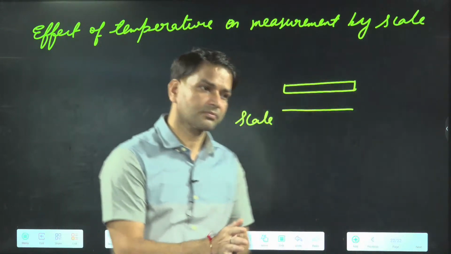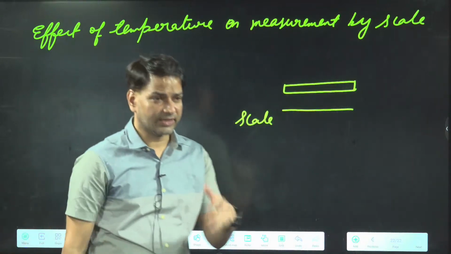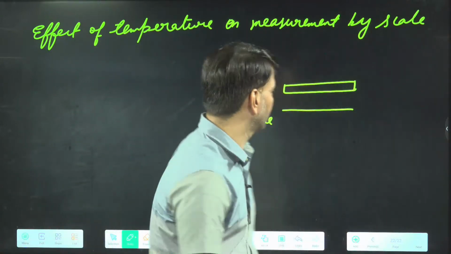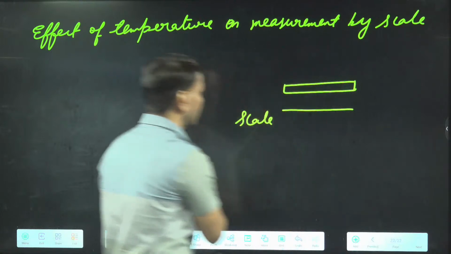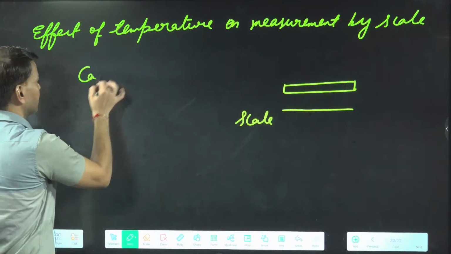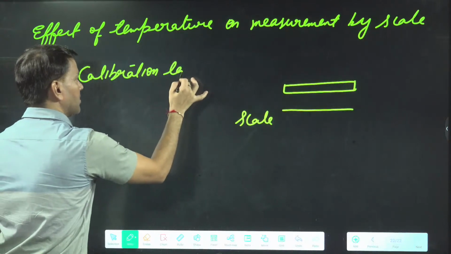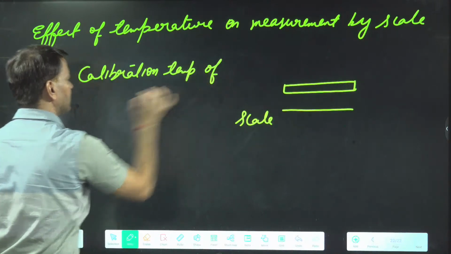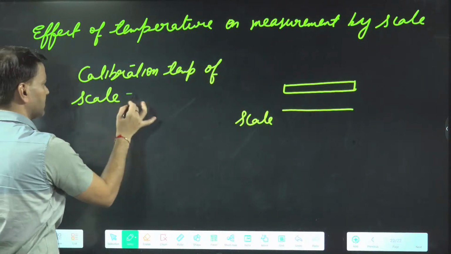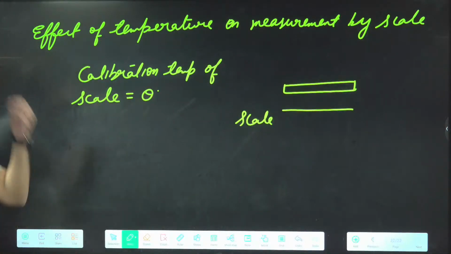So suppose I have constructed the scale at some temperature, and that temperature, I am writing here, the calibration temperature of the scale is equal to theta.